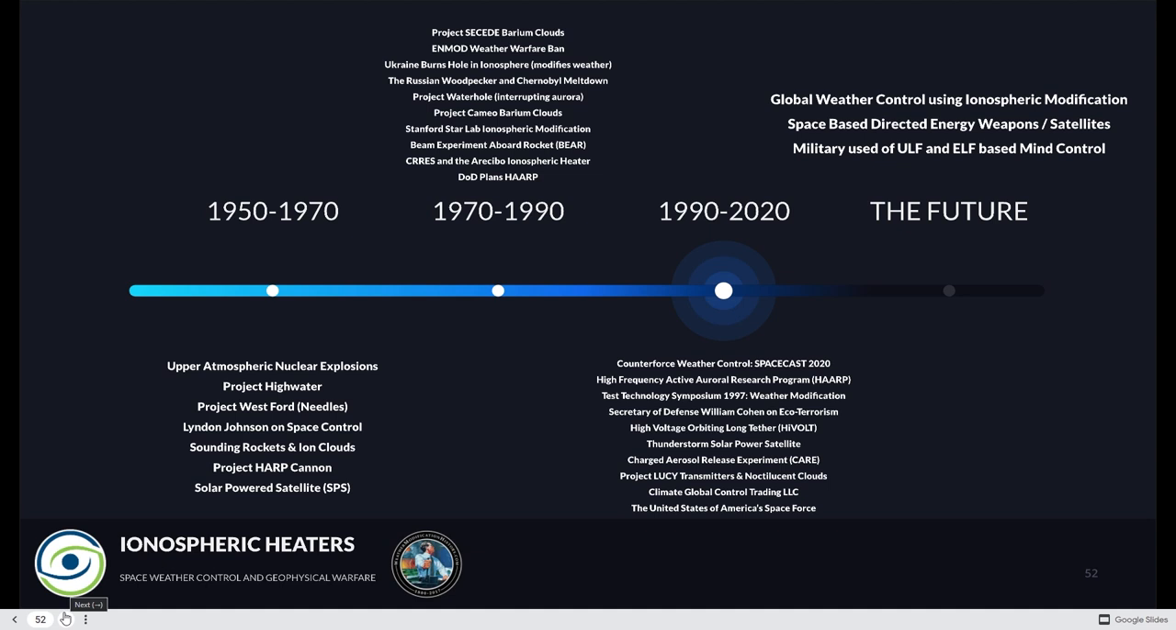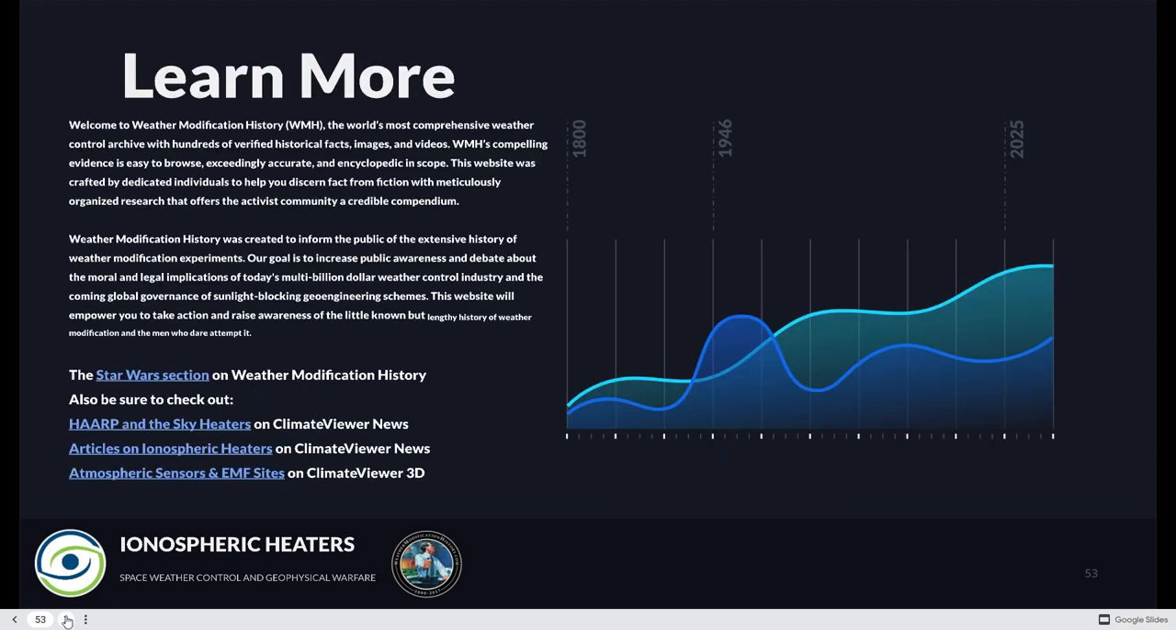The United States of America's Space Force, and why that is a thing, and how does HAARP play into that, and how do barges or boat-based high-frequency heaters play into that? What does the future hold? Well, if you read the Air Force 2025 documents, global weather control using ionospheric modification, space-based directed energy weapons and satellites, military use of ultra-low frequency and ELF-based mind control. That is our future, if you just look at all the technology.